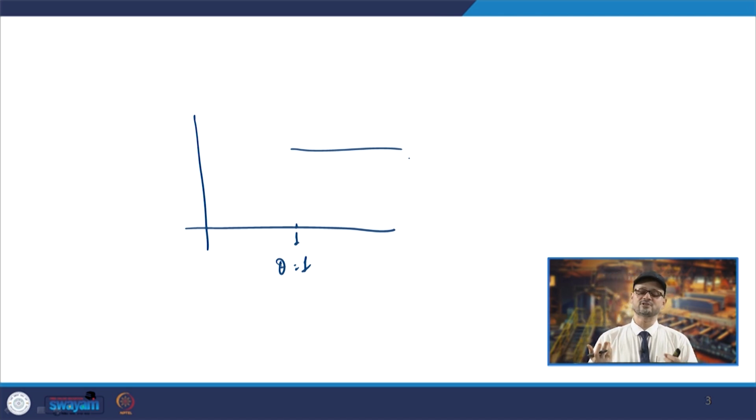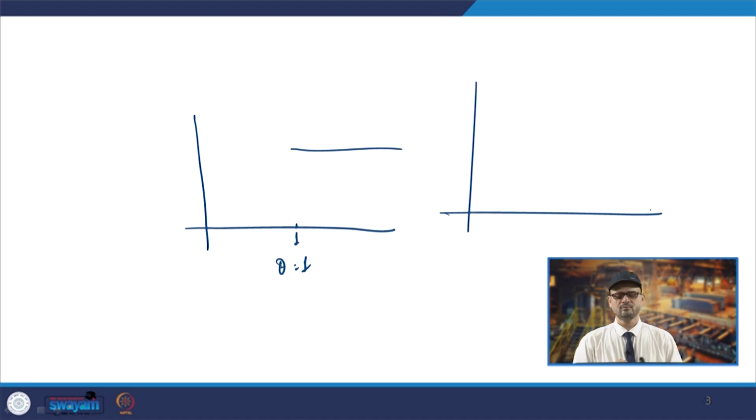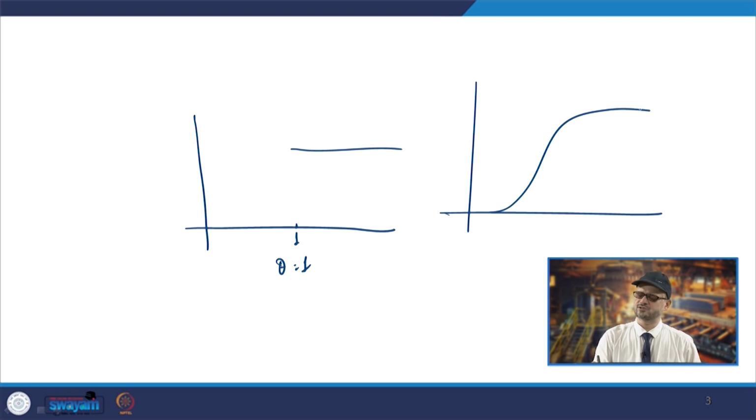Now, what happens in the actual case? If you talk about the actual case, the actual F curve will move like this. As you see, this part is basically the region which is talking about the plug flow conditions, and then the mixing has started.